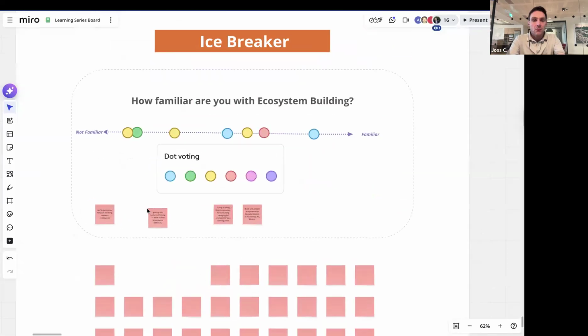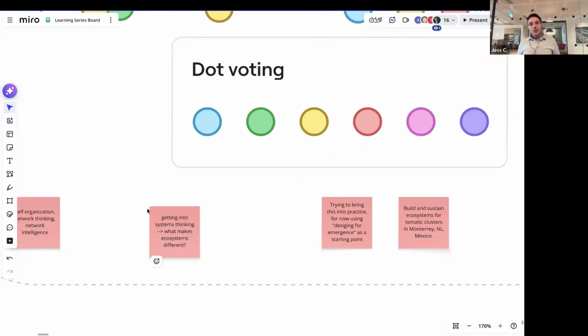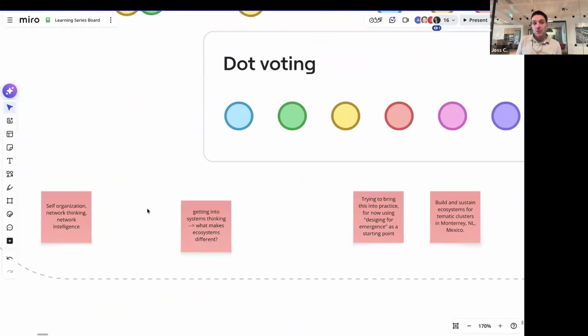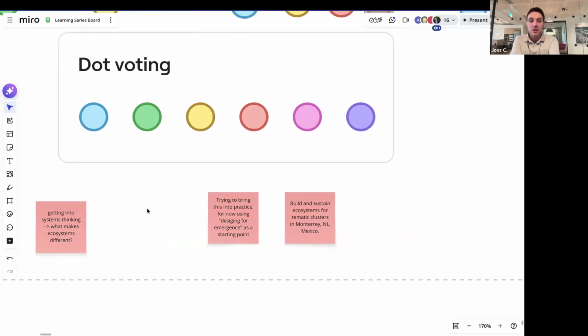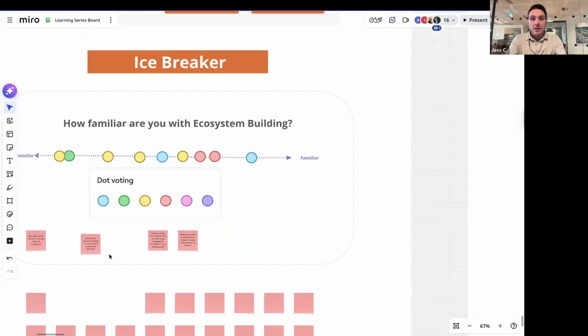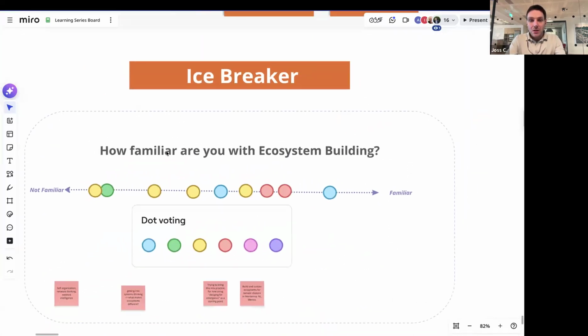So what was your interest in joining? Getting introduced to systems thinking, what makes ecosystems different? Self-organization, network thinking, network intelligence, trying to bring this into practice, for now using designing for emergence as a starting point, build and sustain ecosystems for thematic clusters in Monterrey, Mexico. Okay, great. And kind of big spread of where you are.